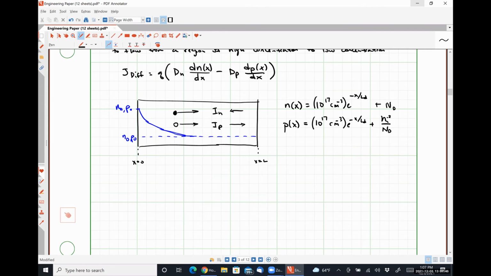So if dN is equal to 32.375 centimeters squared per second, dP is equal to 12.95 centimeters squared per second, and our mean free path in this case is 2,500 microns. Let's figure out what our diffusion current density should look like. Okay.